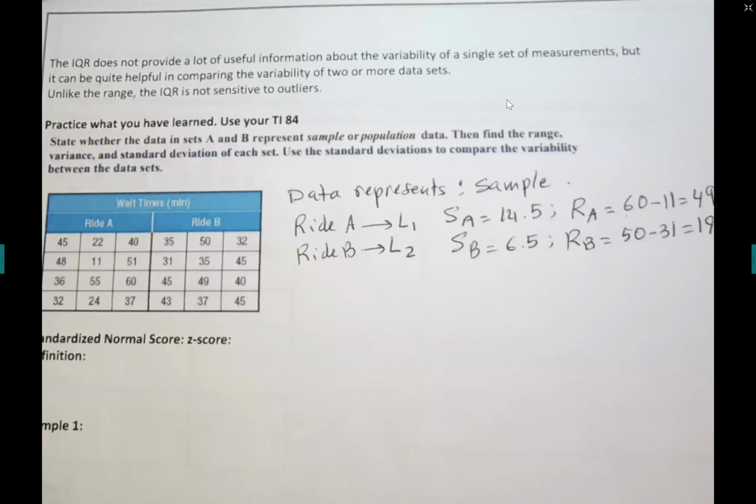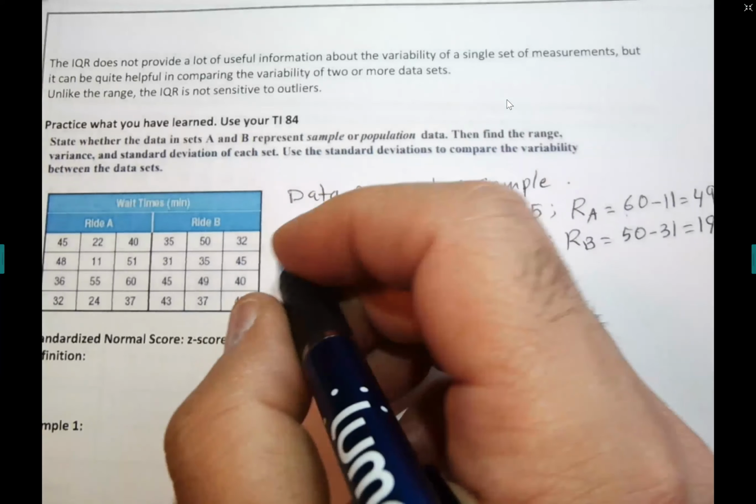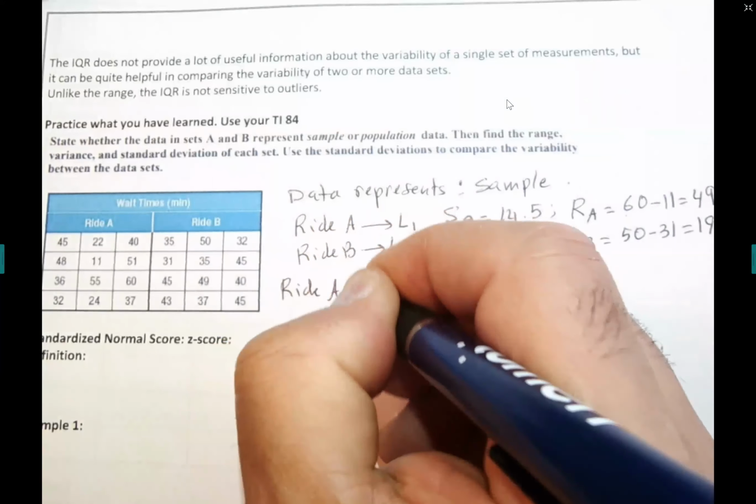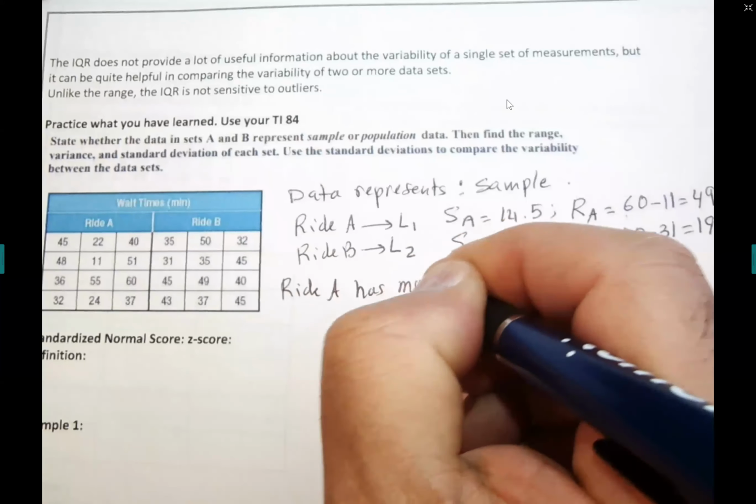Is it right A? Ride A is more variable. How do you know that? That is correct. Ride A is more variable. Ride B is more consistent. Because of the standard deviation. It has a higher standard deviation. Ride A has more variability.